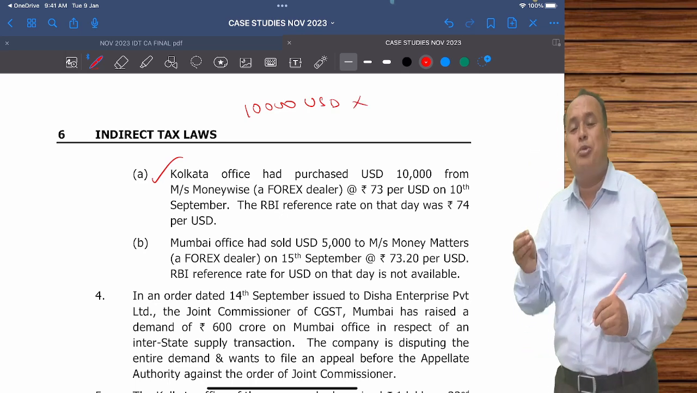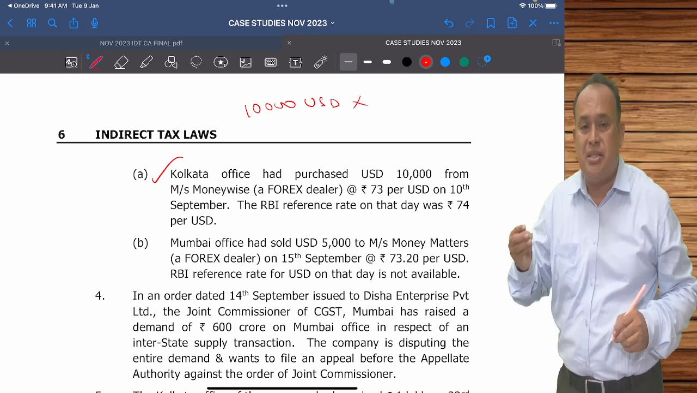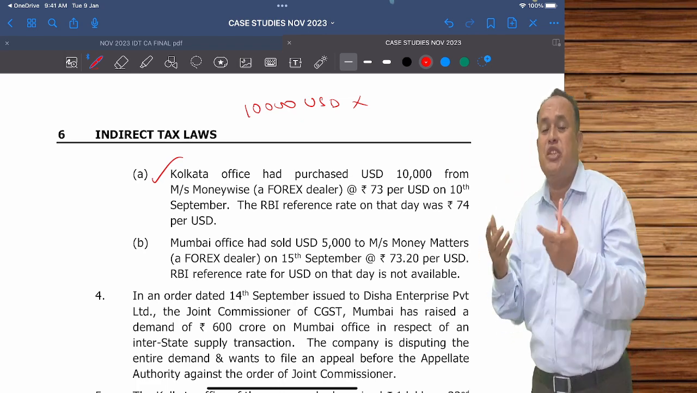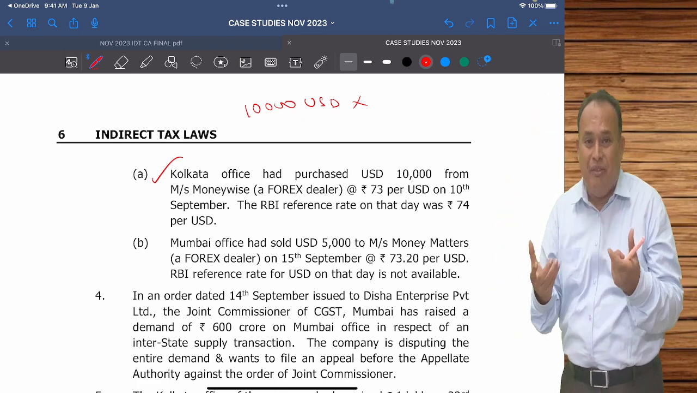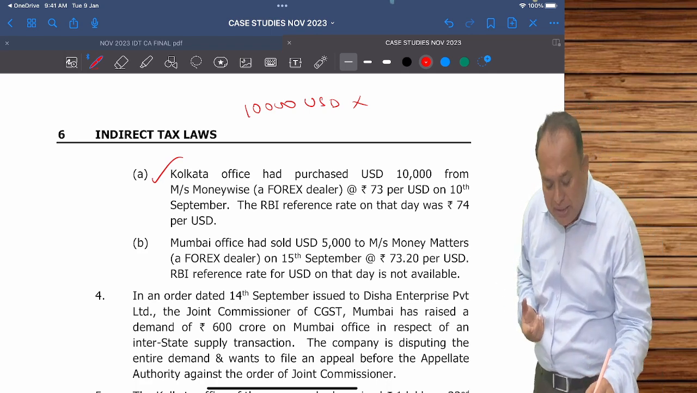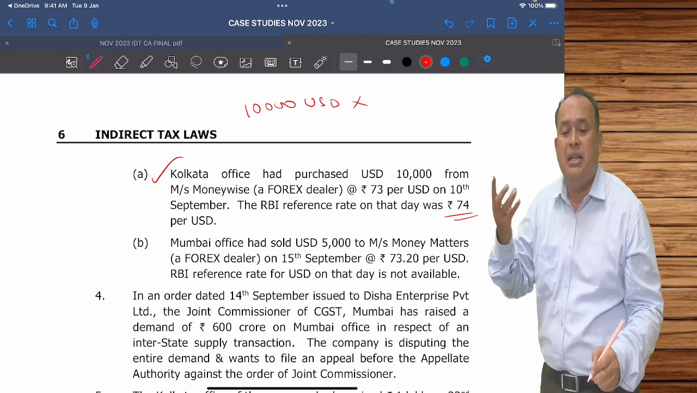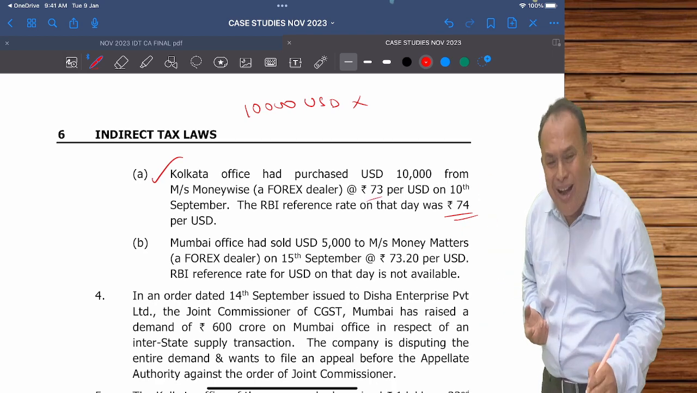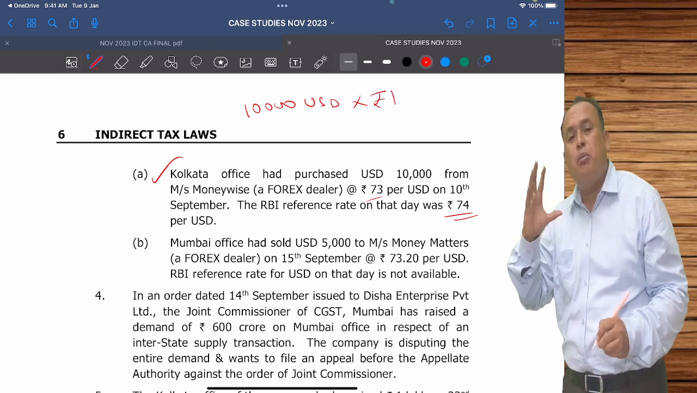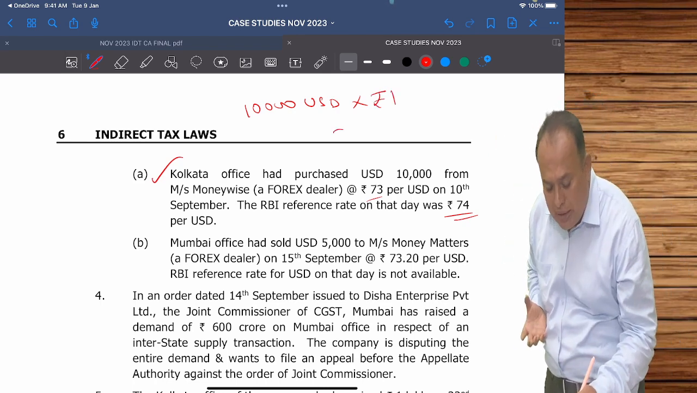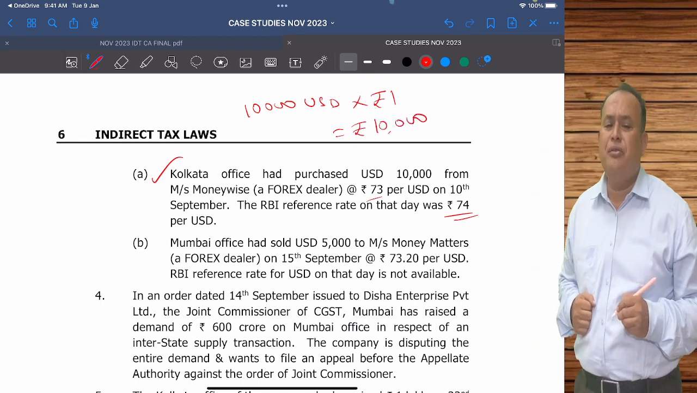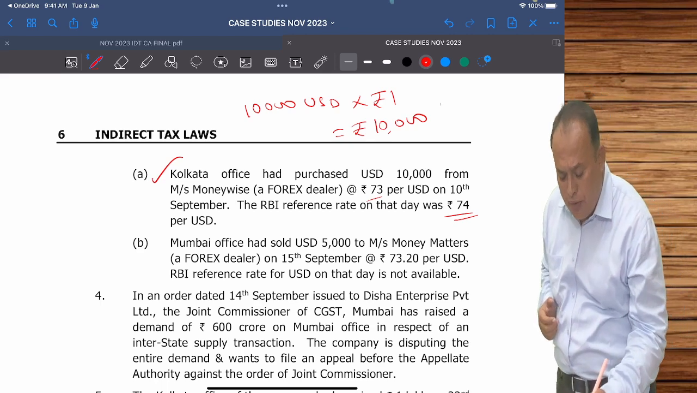As per rule number 32 sub-rule 2 clause A, where there is an actual exchange rate and the Reserve Bank of India exchange rate, if both are available, identify the difference between these two. Reserve Bank of India exchange rate is 74 and actual exchange rate is 73. What is the difference? 1 rupee. You multiply that with the number of units of the foreign currency, and we get how much? 10,000 rupees. That is the value of taxable supply in the case of Kolkata.